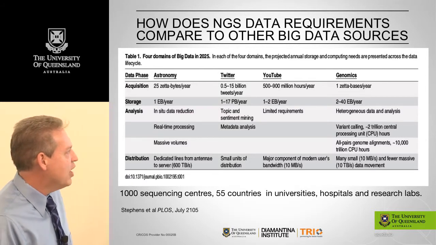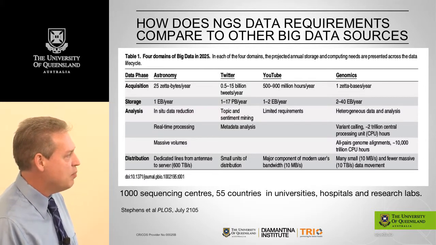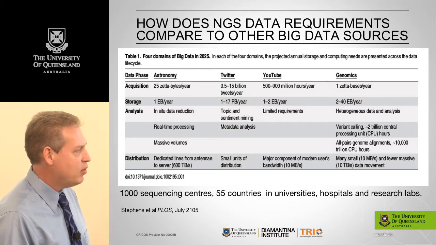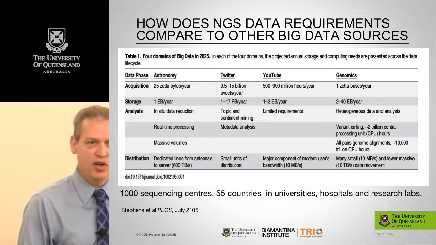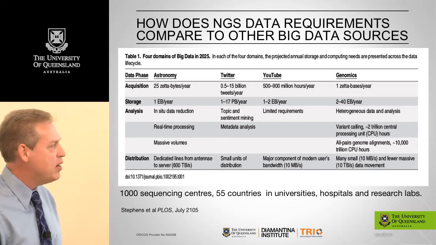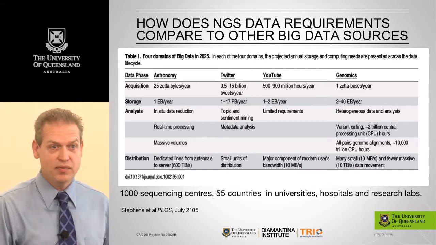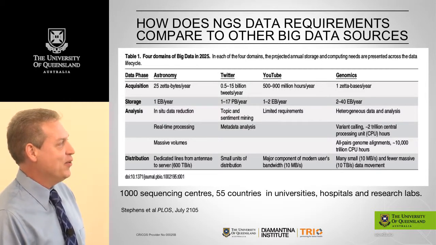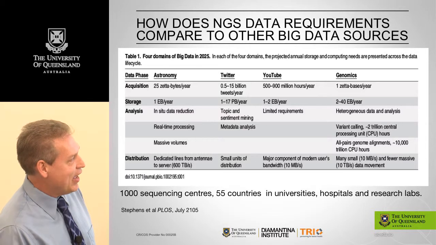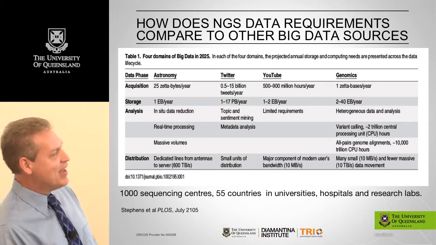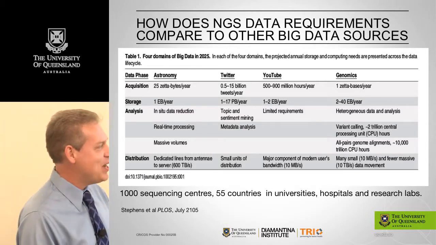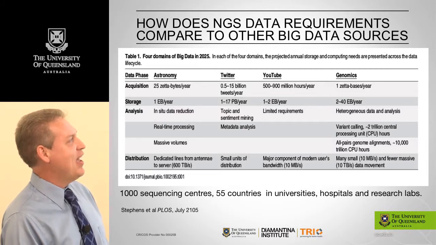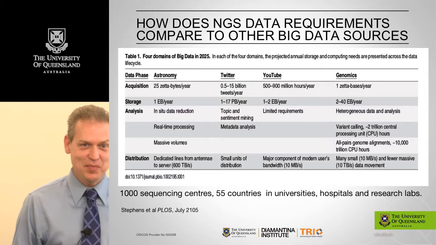Now, to give you a feel for the numbers, we all know what a megabyte is. A gigabyte is 1,000 megabytes. A terabyte is 1,000 gigabytes. We all have terabyte drives. Now, a petabyte is 1,000 terabytes. And an exabyte is 1,000 petabytes. So a petabyte is 1,000 terabytes, an exabyte is 1,000 petabytes, and a zettabyte is 1,000 exabytes.